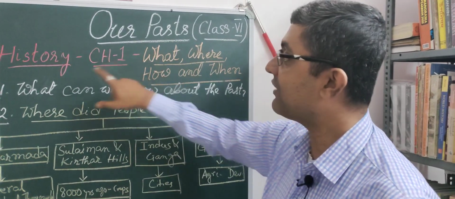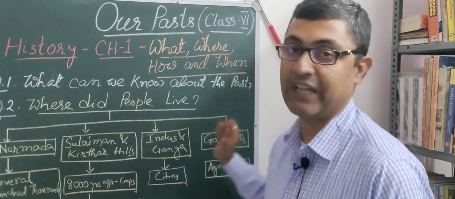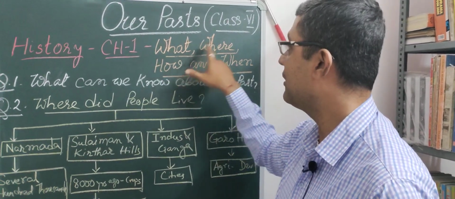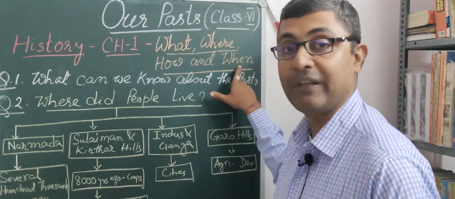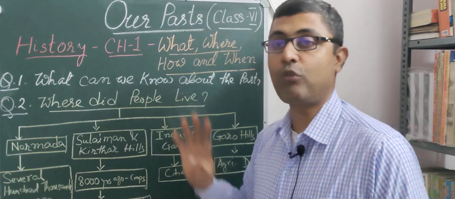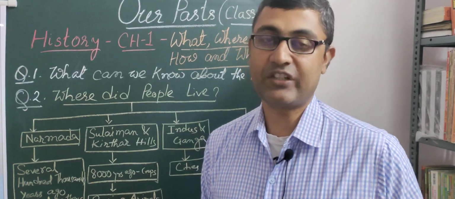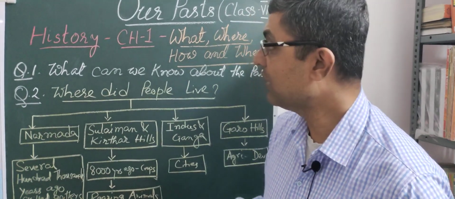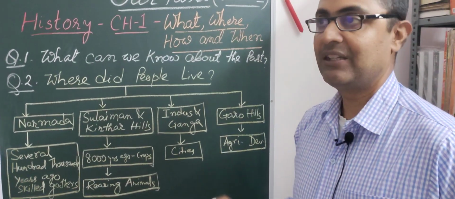So our first chapter is history: what, where, how and when. What happened, where it happened, how it happened and when it happened. All the four are the pillars of history study. First question, what can we know about the past?